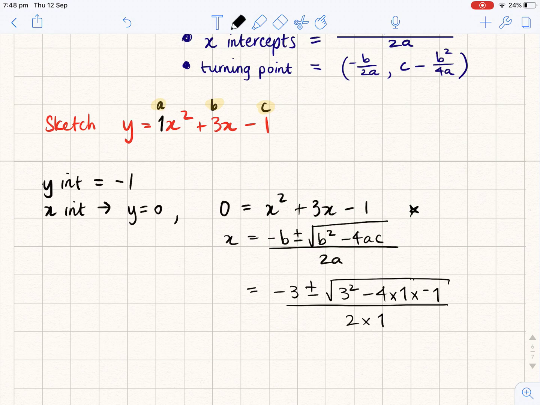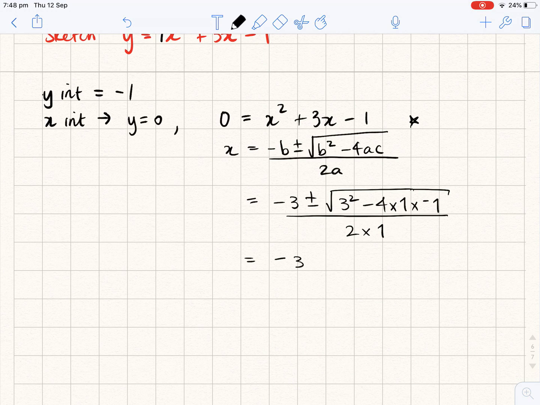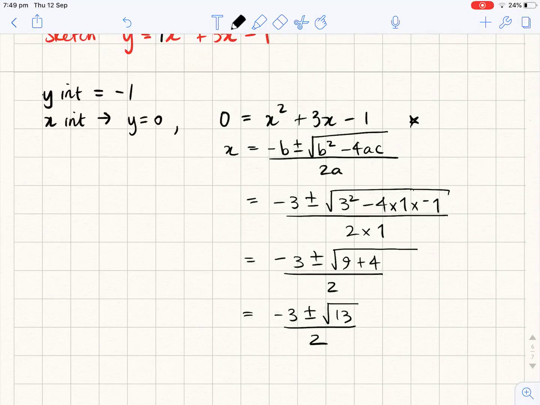Okay, so now I've got this equation and it's just a matter of using BODMAS to simplify it down. So that gives me -3 plus or minus the square root of 9 plus 4, all divided by 2, which is -3 plus or minus the square root of 13 over 2. Now it can be a little bit tricky to recognise what that is, but I do know that the square root of 13 has to be less than 4 and greater than 3, because the square root of 9 is 3 and the square root of 16 is 4. So it's got to be between those two values.